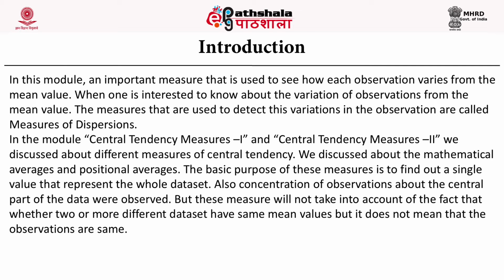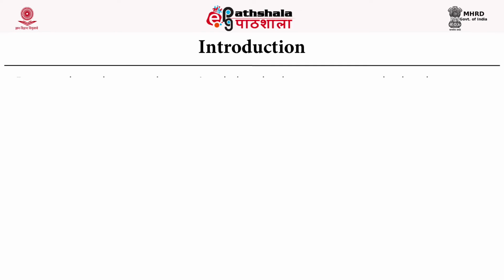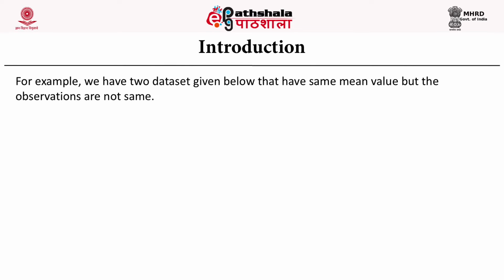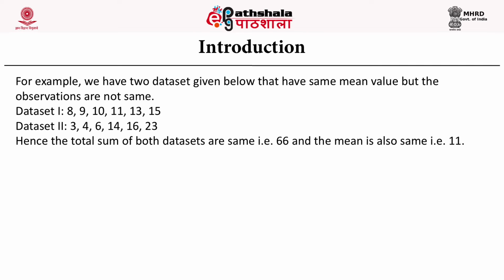Also, concentration of observations about the center part of the data was discussed, but these measures do not take into account that two or more different data sets may have the same mean value, which does not mean that the observations are the same. For example, we have two data sets given below that have the same mean value, but the observations are not the same. One can easily see that data set 1 has the values 8, 9, 10 up to 15, and data set 2 has small values and also very large values, but the total sum of both data sets is the same, that is 66, and the mean is also the same, that is 11.